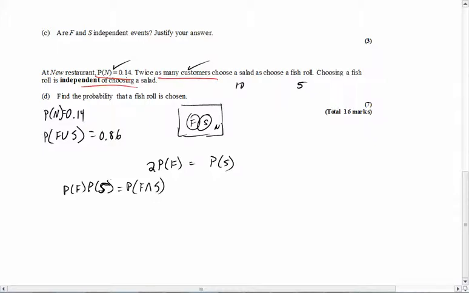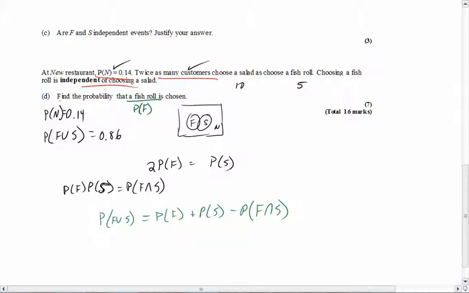Now I see something with F and S, and I see something with F or S. That clues me off that I'm going to be using P of F union S equals P of F plus P of S minus P of F and S. Now, the question is asking, find the probability that a fish roll is chosen. So I am looking for P of F.